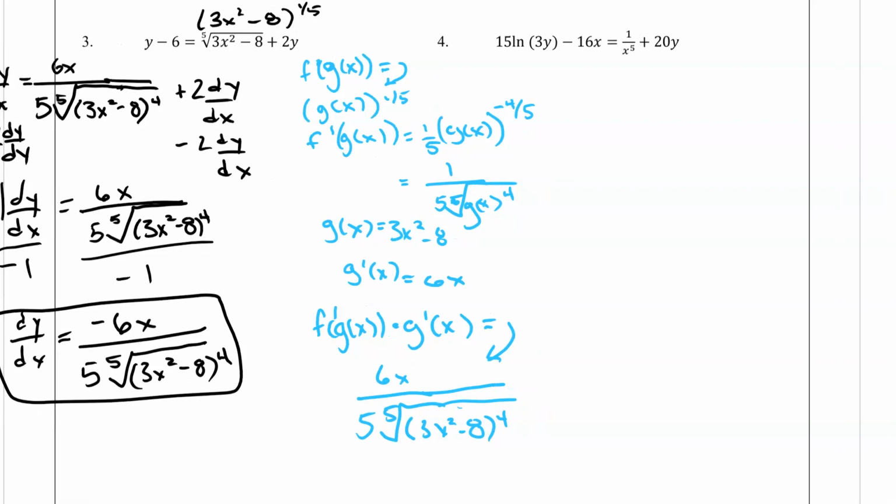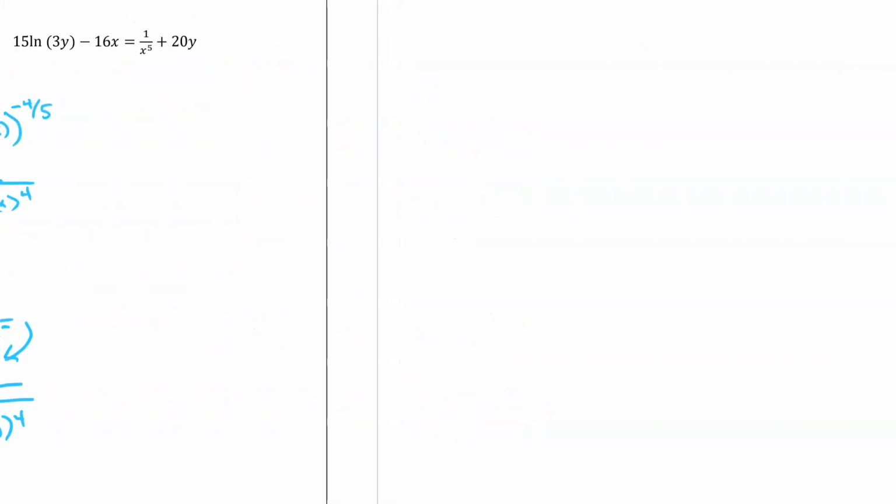All right, next up. So we're going to rewrite this guy. Instead of 1 over x to the 5th, we've got x to the negative 5th. And we're ready to do our derivative. You'll notice this first one has an inside of 3y. So let's go ahead and do that chain rule.